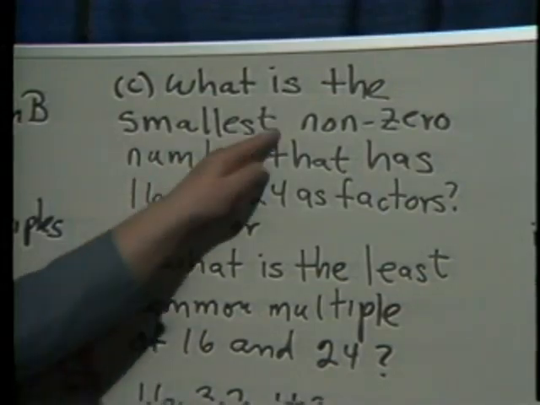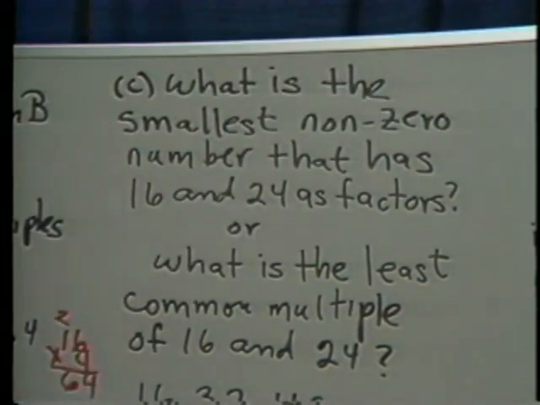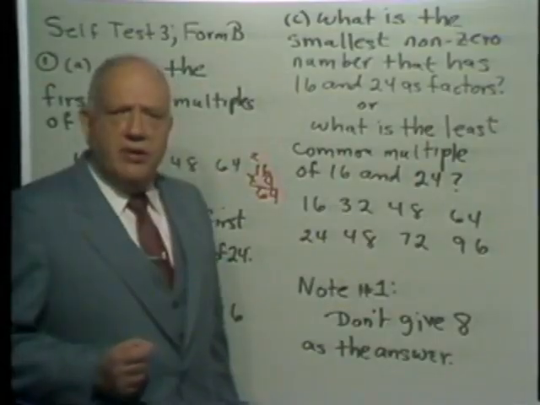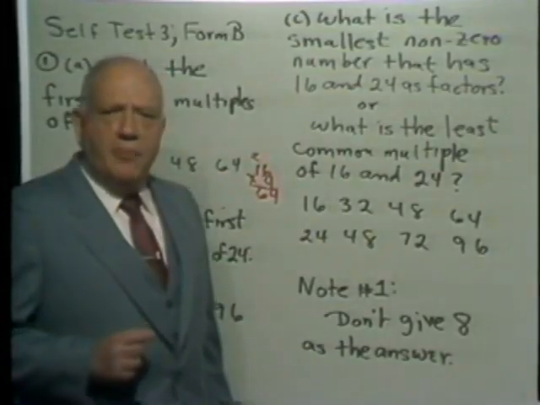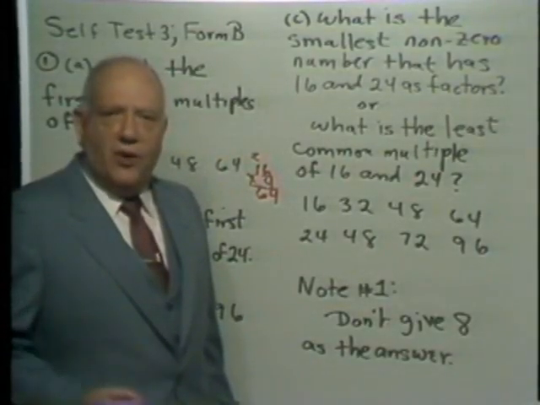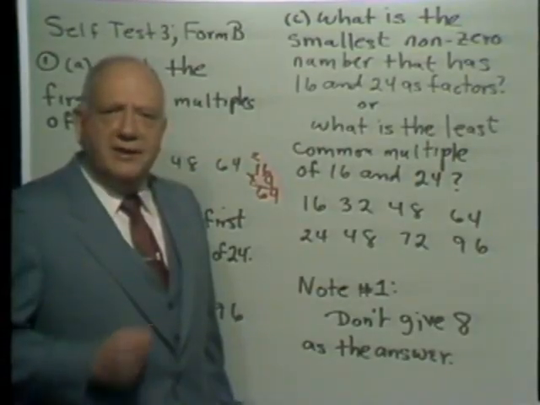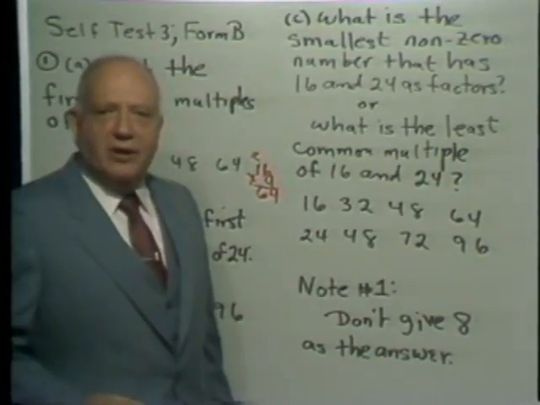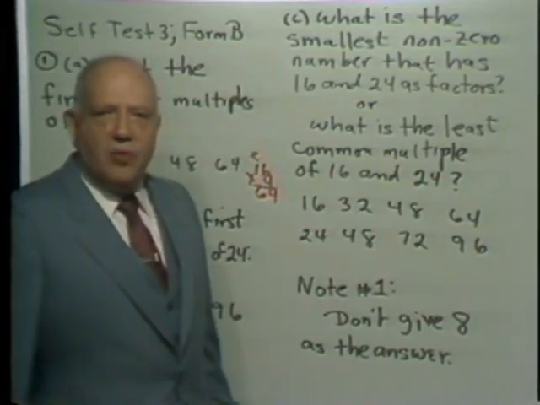Now, the reason I say non-zero here is because 0 is a multiple of every number. 16 times 0 is 0. 24 times 0 is 0. So we want a number which isn't 0. What this means in different language is, if you were counting by both 16s and by 24s, what is the first number you'd come to? In other words, what is the least common multiple of both 16 and 24?